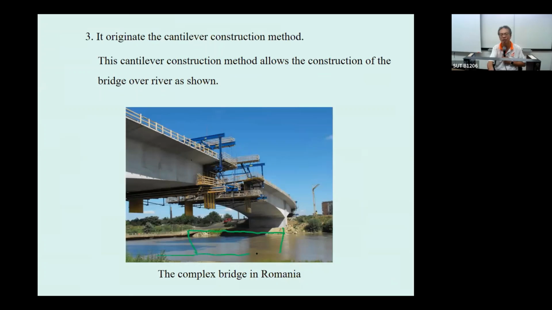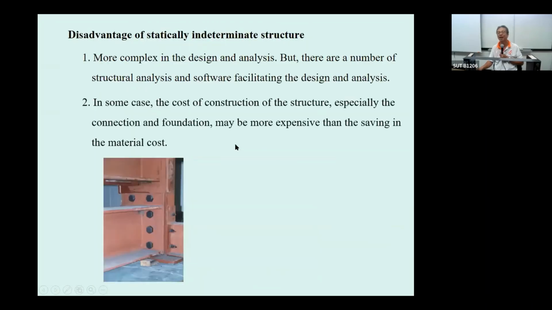It also produces the cantilever construction. For example, if you use cantilever construction over a waterway, boats can pass easily, and it would be very tough to set the formwork when there is water like this. The cantilever construction method is a very good method for large structures. The disadvantage is that it is more complex to analyze and design.